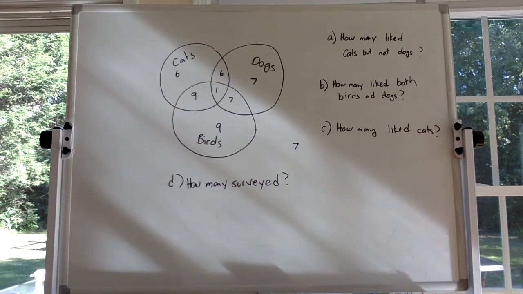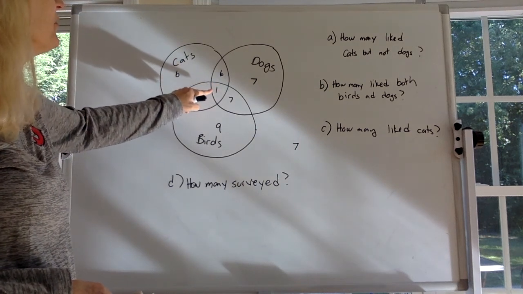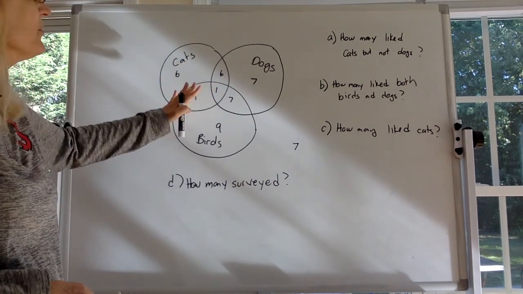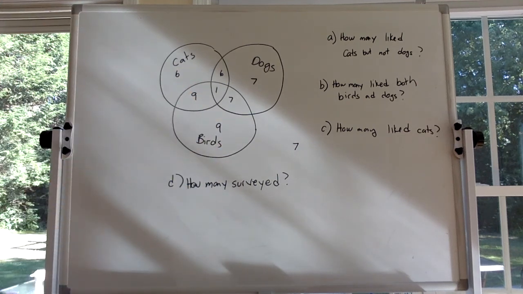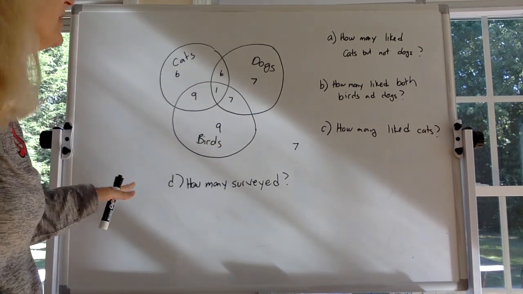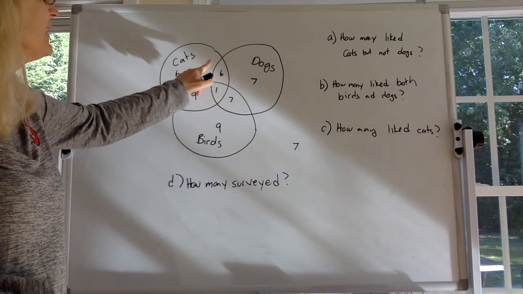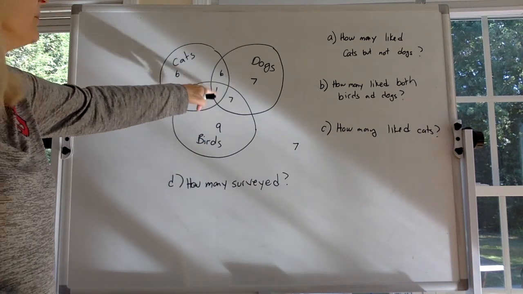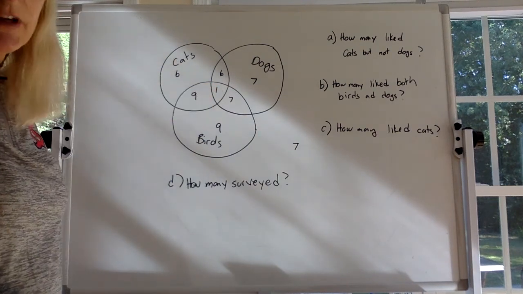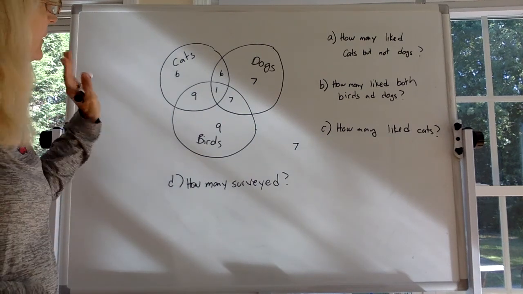Let's see. I always usually start right in the middle. This piece where all three overlap, which means there's one person in this group of people that they surveyed that likes all three, likes cats, likes dogs, likes birds, animal lover, right? What about these 6 people here? Well, cats and dogs is overlapping. They like cats and dogs, but they're not in the bird area, so they don't like birds. I'm scared of birds personally, so I can relate.